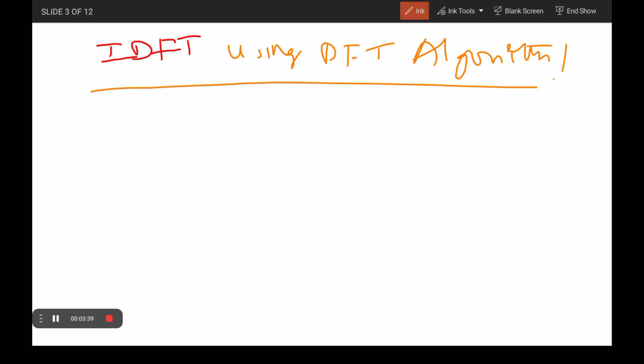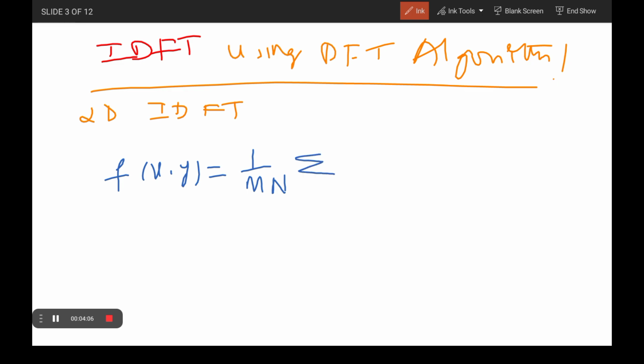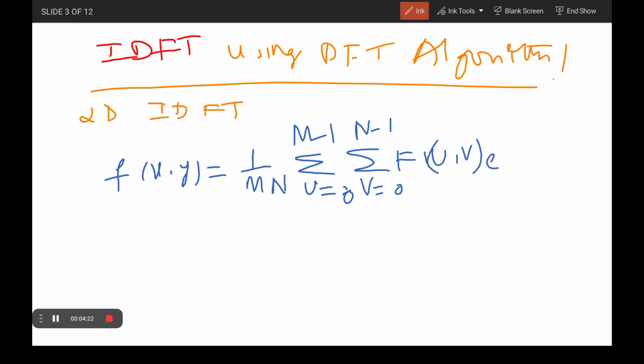Here you just have to take the corresponding inverse 2D IDFT equation. For that purpose I have to write it again. So here f of x comma y is equal to 1 by MN, summation u equals 0 to M minus 1, v equals 0 to N minus 1, F of u comma v, e power, since it is for the inverse, obviously a positive term, e power j 2 pi, u x by M plus v y by N.